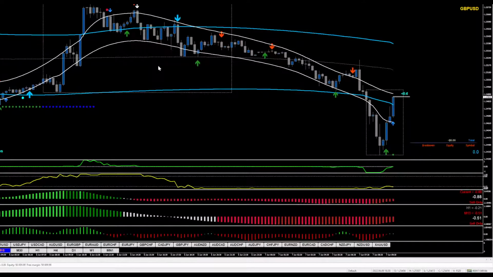Okay. Let's see what happens here. Okay, now we have the blue arrow here, as you can see, and we have the support dot, so we're getting closer to the entry.